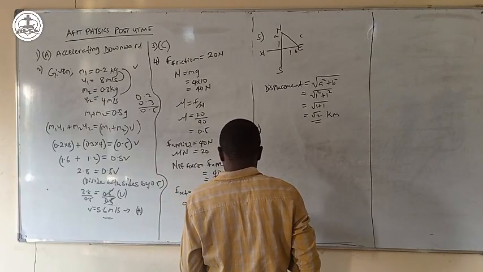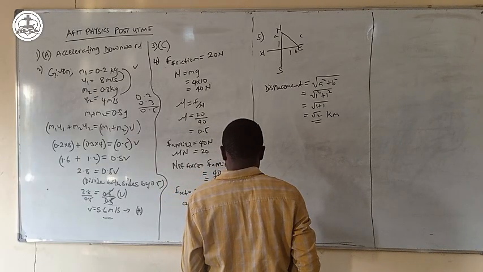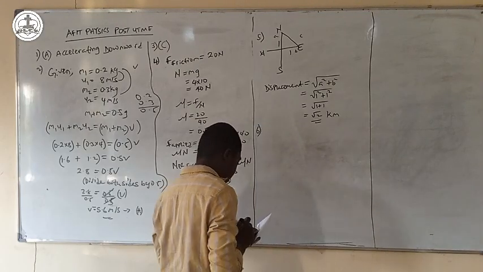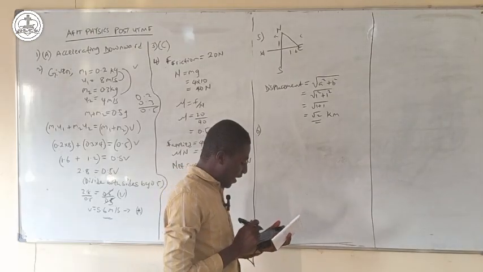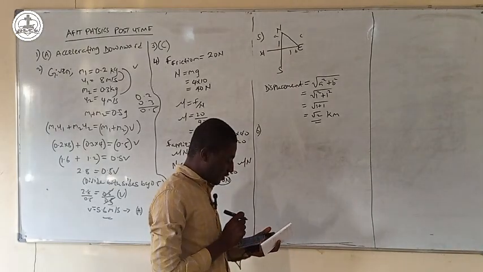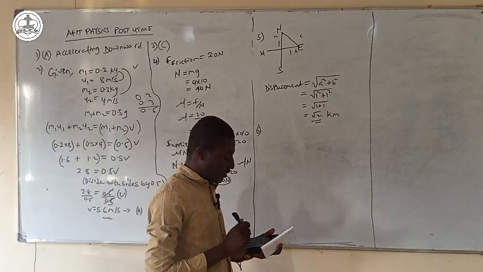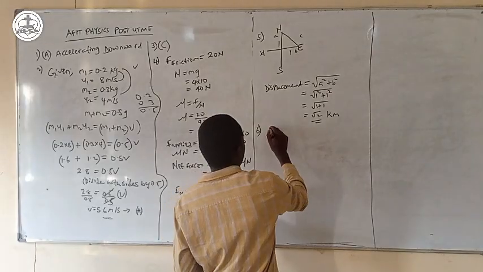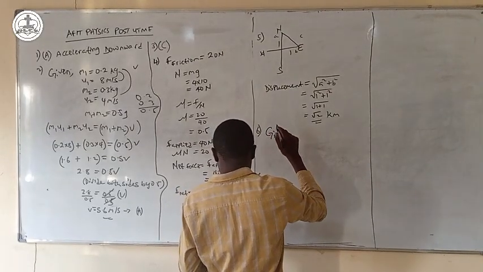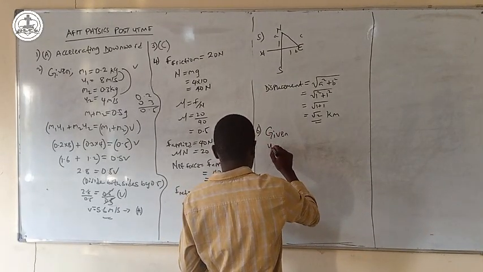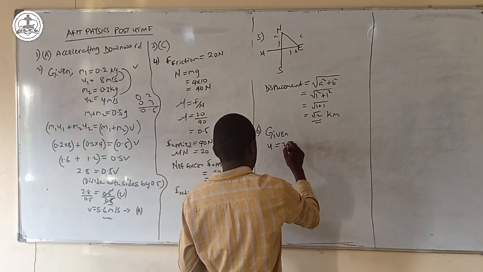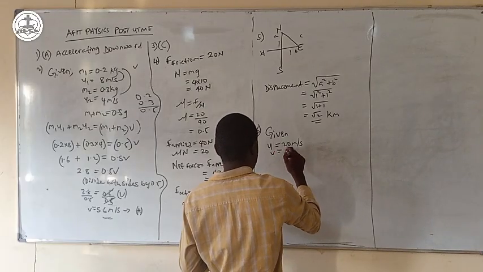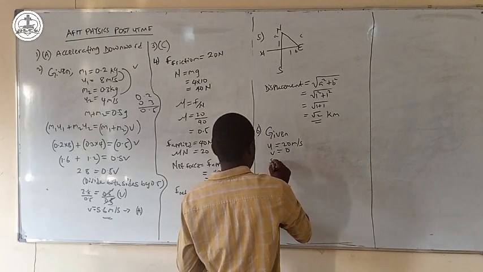So question 6. A motor car moves with velocity 20 meters per second on a rough horizontal road and covers a displacement of 50 meters before stopping. Find the coefficient of dynamic friction, given that G, acceleration of gravity, is 10 meters per second squared. So remember, we'll write out our parameters. Given that the initial velocity U is 20 meters per second, and the final velocity is 0, and the displacement S is 50.